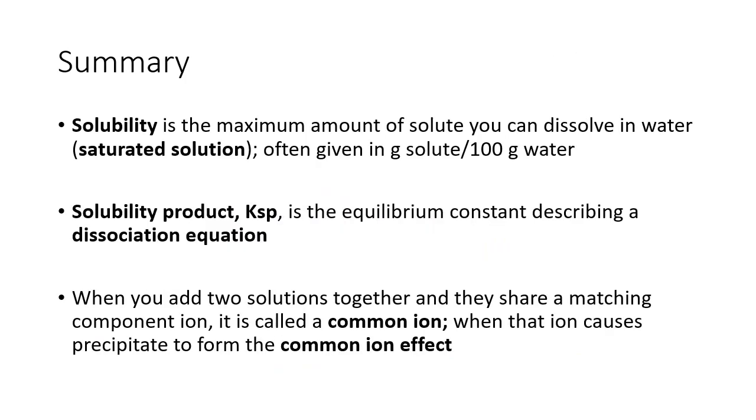Solubility is the maximum amount of solute you can dissolve in water, i.e. a saturated solution, often given in grams of solute per 100 grams of water. So there's going to be some unit conversions involved with these problems. Solubility product, or KSP, is the equilibrium constant describing a dissociation equation. And when you add 2 solutions together and they share a matching component, it's called a common ion. When that ion causes precipitate to form, that is the common ion effect. Really, it's the shift in equilibrium, a la Le Chatelier's principle, because of the common ion that we're talking about.